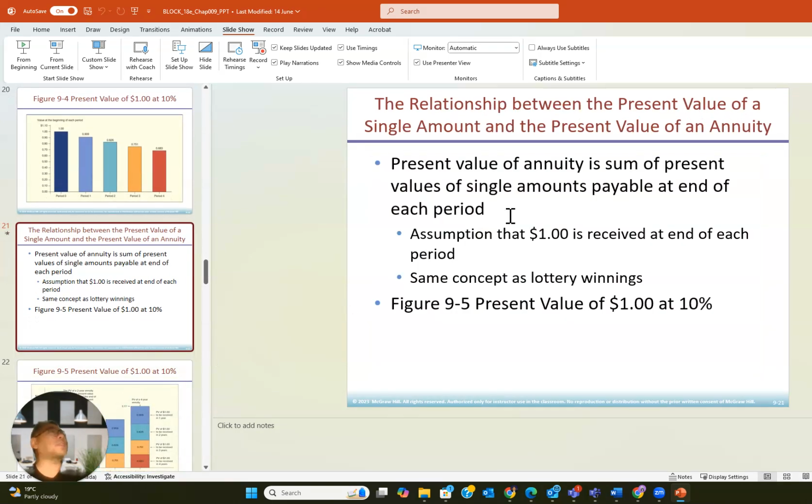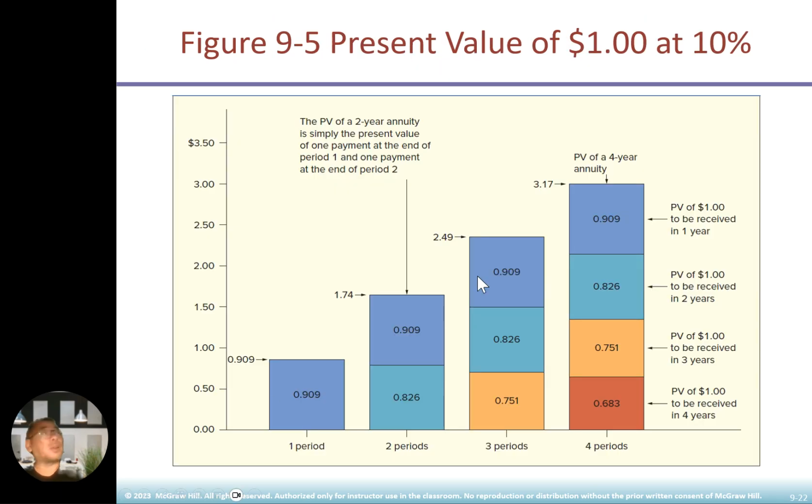Then the relationship between the present value of a single amount and the present value annuity. The present value annuity is the sum of the present value of a single amount payable at each period. The assumption is $1 received at the end of each period, the same concept as the lottery winning. So how are you going to look at this? You look here: period 1, period 2, period 3, period 4, every year, year 1, year 2, year 3, and year 4. So this is the present value annuity for the fourth year.